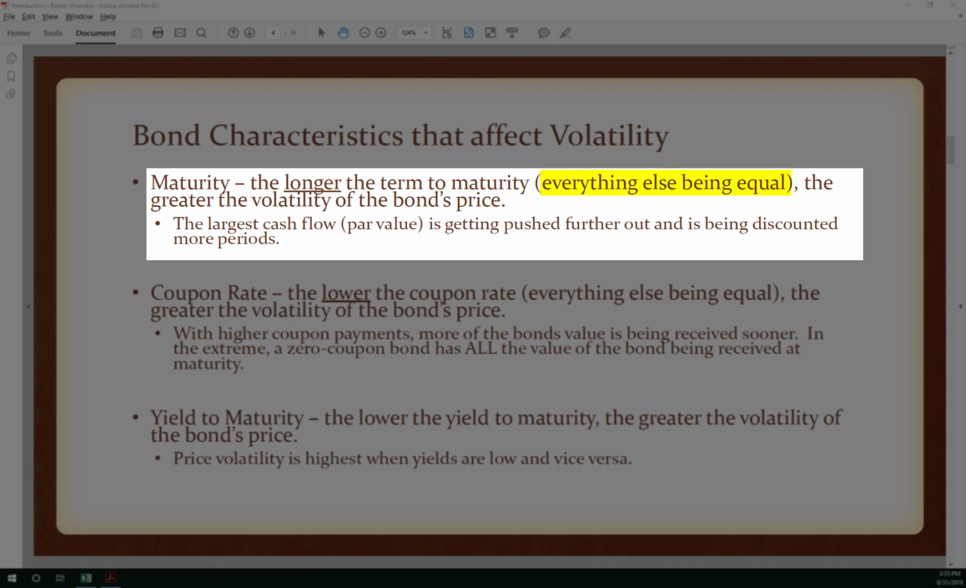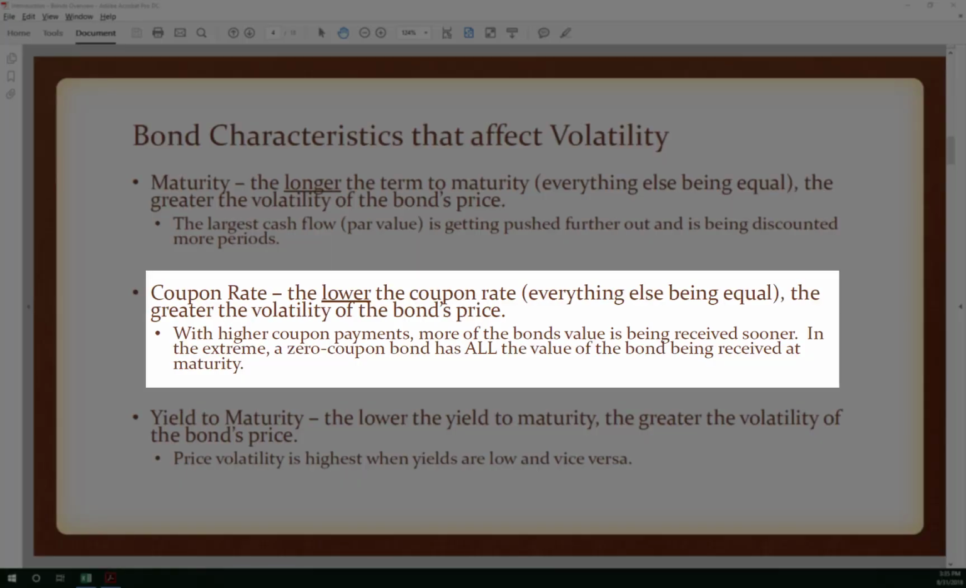So if we have the same coupon rate across a variety of bonds, the one with the longest time to maturity is going to be the most sensitive to interest rate changes. It's going to be the most volatile in terms of its price changes. The largest cash flow, the par value, is getting pushed further and further out, and this is the reason why maturity is going to so greatly affect the volatility of the bond. That big cash flow is getting pushed out and it's being discounted more and more periods.